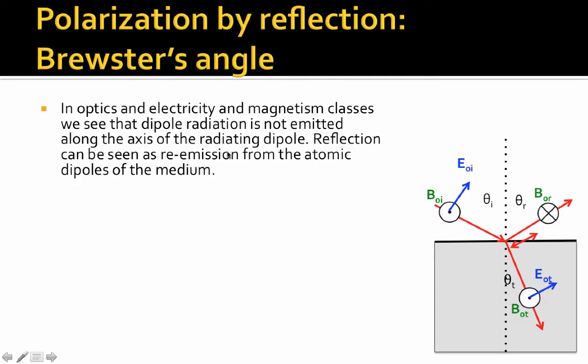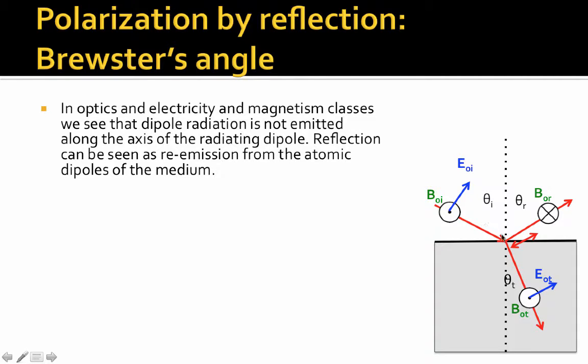So in optics and in electricity and magnetism, we can see that dipole radiation doesn't emit along the axis of the radiating dipole. And let's look at this picture on the right here. We've got our incident beam, and our electric field is now polarized parallel to the plane of incidence.